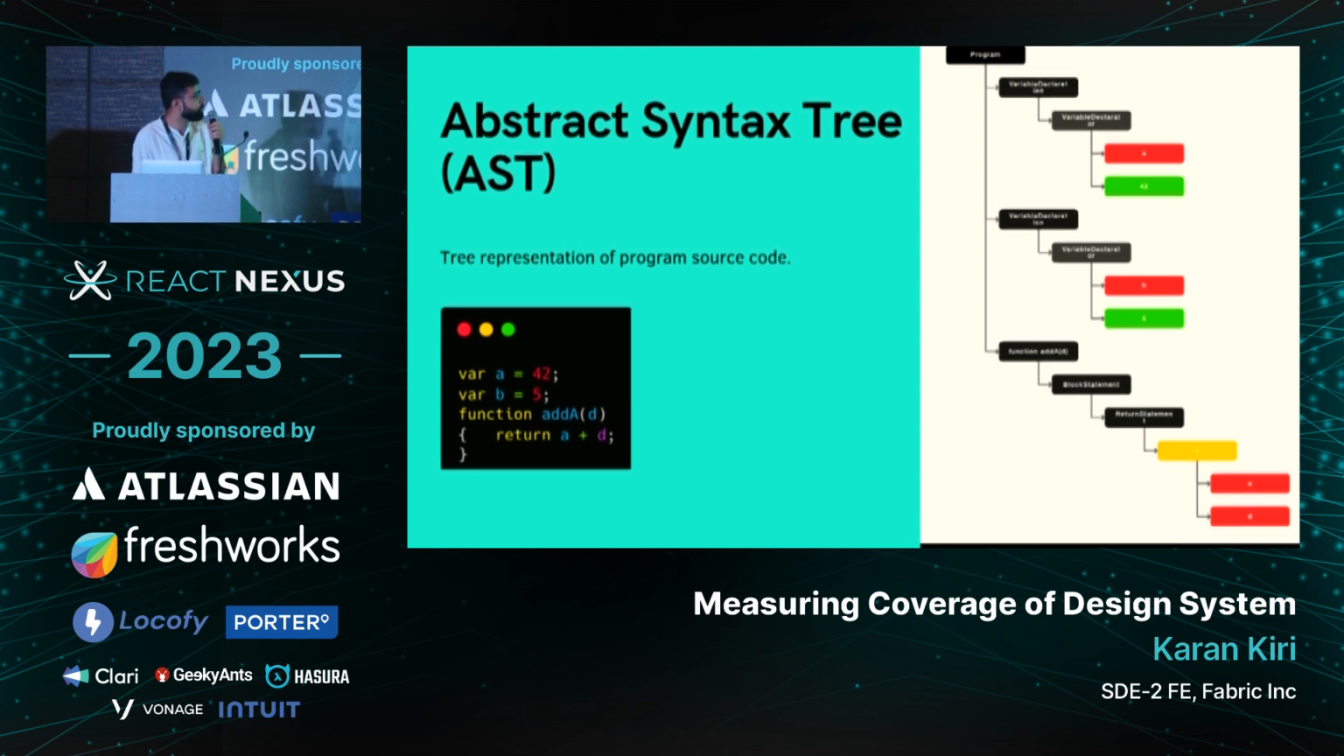I don't have a very detailed idea about AST, but whatever I have gathered from my experience using this library: AST is a tree representation of your source code. Here I have a sample code, a couple of variable declarations and a simple function to add both of them. On the right-hand side, you can see the chart of the AST. Here you can see that variable declaration, declarator, and all this is represented using AST.